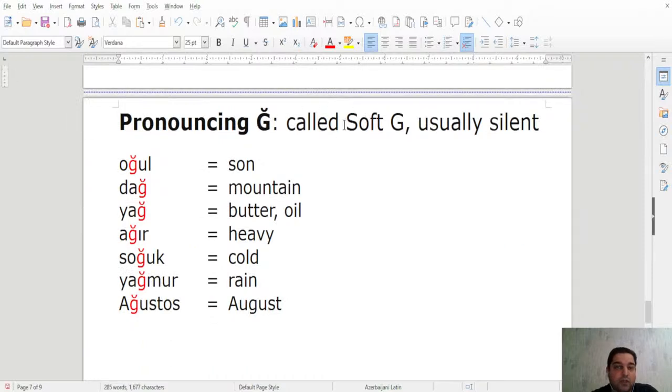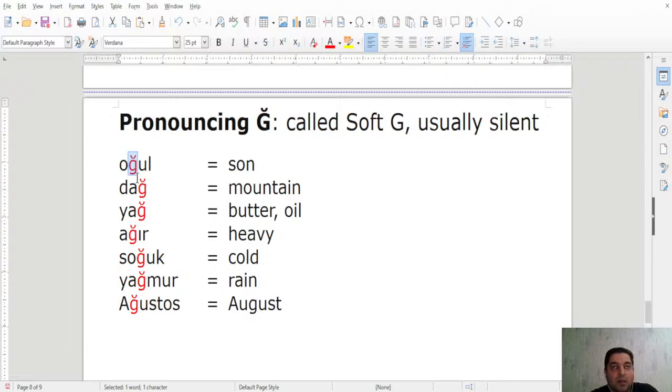yumuşak G, which is called soft G in Turkish. There is no pronunciation for that letter. We just call it soft G, and it's usually silent when pronounced in the Turkish language. We usually don't pronounce it directly. It is sometimes used to prolong the syllable, but it's not pronounced because it doesn't exist. It is usually silent. So look at the first example: oğul. There are some other languages where this letter is pronounced and it's not silent.